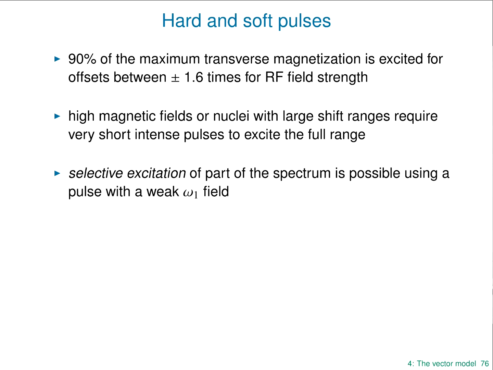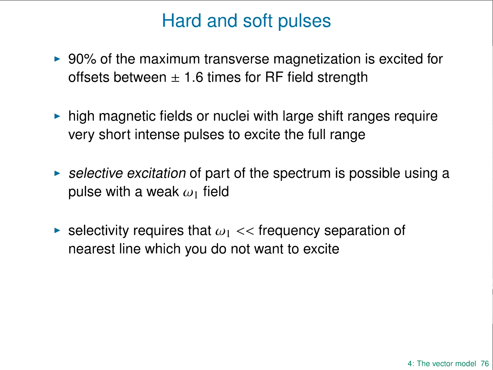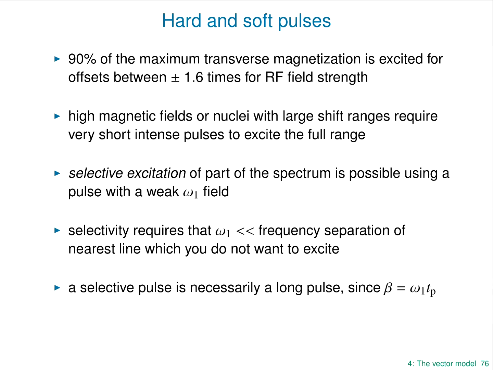On the other hand, if you want to turn it the other way round, if you want to excite part of the spectrum selectively, then all you need to do is to reduce the radio frequency field so that you only excite the part of the spectrum that's near to resonance, and the rest of it won't be excited. And of course, if you make the radio frequency field weak, you need to make it weaker than the frequency separation of the nearest lines, and the consequence of that will be that the pulse will be rather long, because in order to get a certain flip angle, if you made omega-1 small, you'll have to make the pulse long.